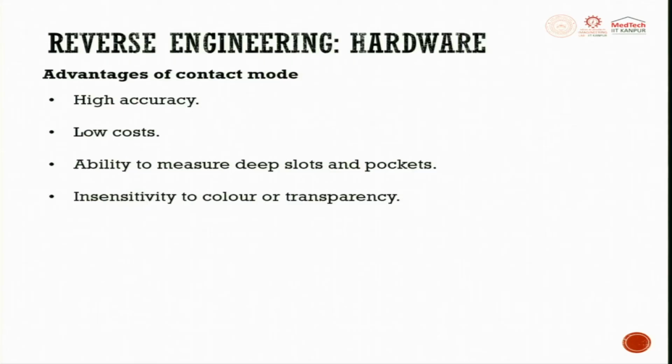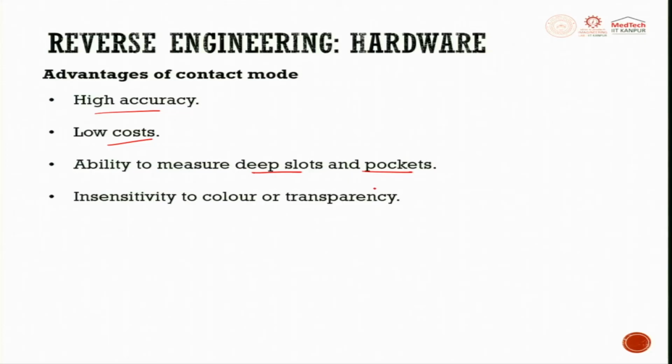Now, the advantages of the contact mode of scanning: it has high accuracy because it is all contact. We know where the points are, and the points are recorded in the Cartesian coordinate system in general. So, we exactly know what data point is there. Data cleaning is very minimal here. Then the costs are low for these scanners because these are contact scanners. We do not have much sophisticated software in between. The ability to measure deep slots and pockets is possible using this.